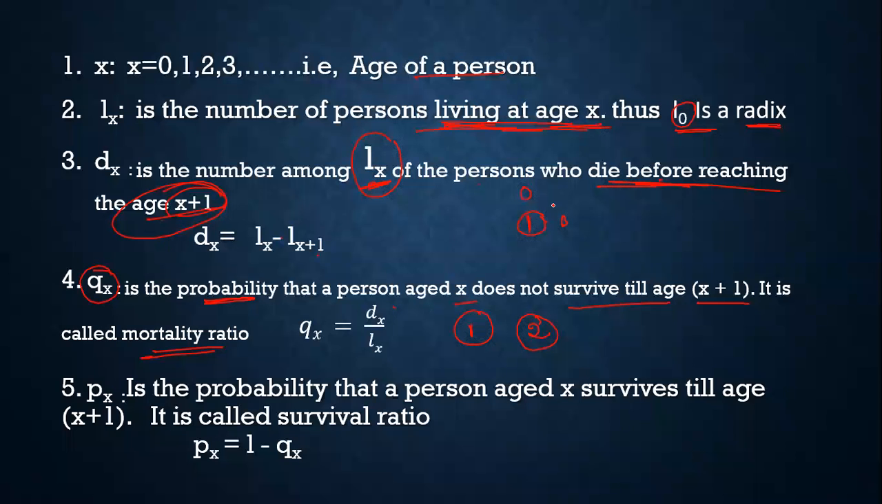DX is where you find the deaths of those who died before reaching the age, and in QX we find that a person aged X does not survive till the age, who will not survive up to the next age.